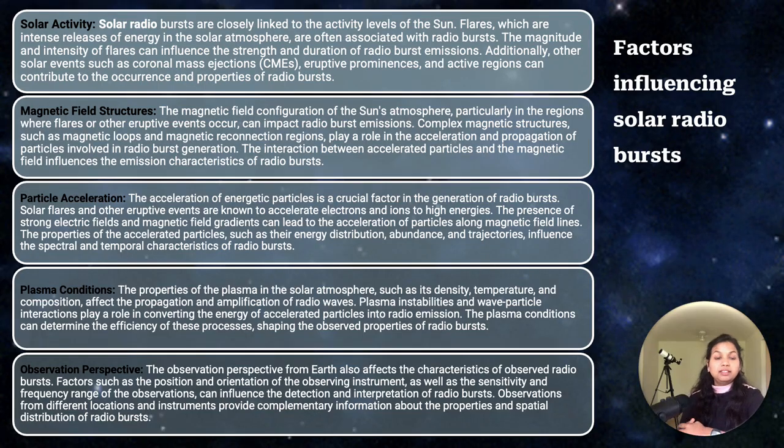The last but not the least is the observation perspective. The observation perspective from the Earth also affects the characteristics of observed radio bursts. Factors such as the position and orientation of the observing instrument, as well as the sensitivity and the frequency ranges of the observations, can influence the detection and the interpretation of solar radio bursts. Observations from different locations and instruments provide complementary information about the properties and the spatial distribution of radio bursts.